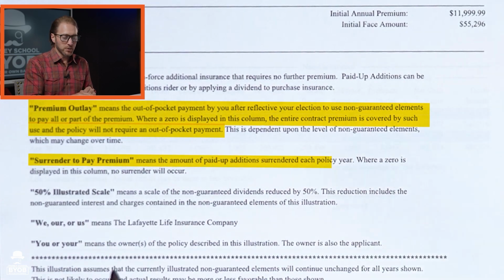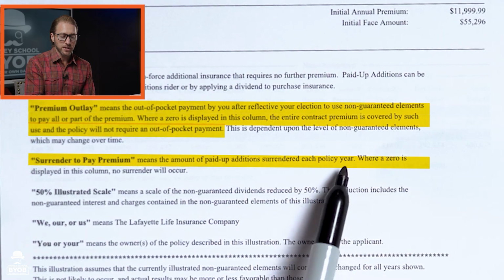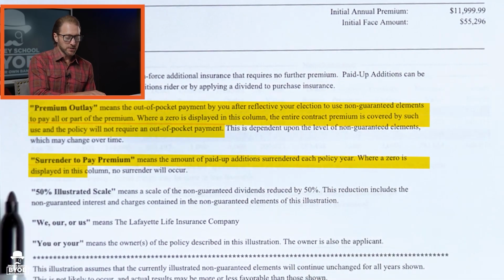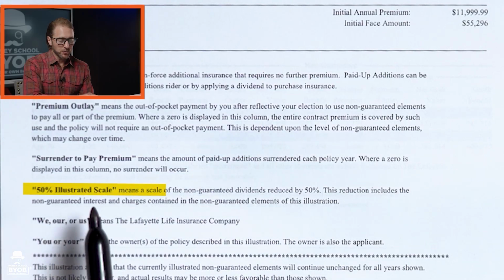Surrender to pay premium. This is important, so I did want to hit this. It means the amount of paid up additions surrendered each policy year. Where a 0 is displayed in the column, no surrender will occur. In other words, if you wanted to pay your premiums using your accumulated paid up additions, you can, and it's called surrender to pay premium. Now, our clients typically do not do that. It would be an emergency thing, but there's a lot of other options that would be used before surrendering to pay premium.